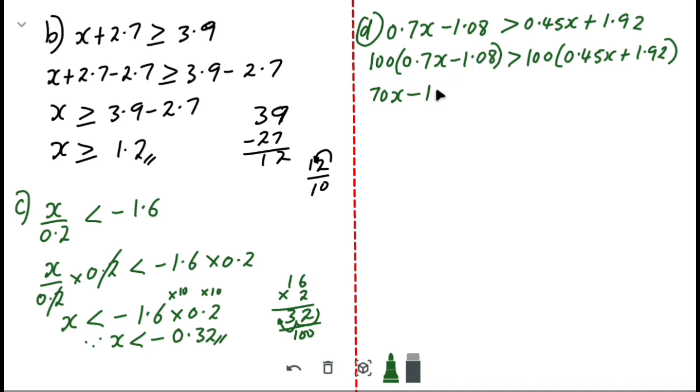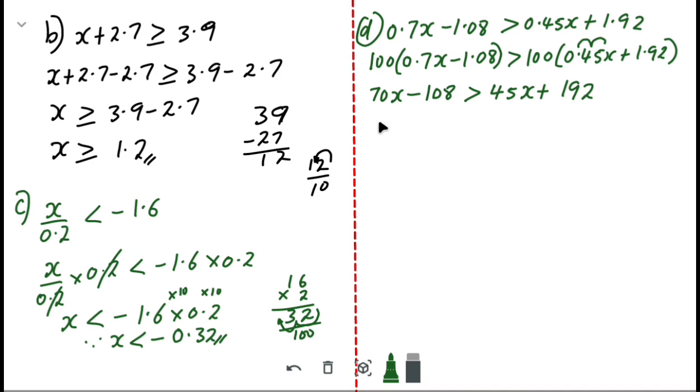And this will be 108 greater than 45. If you move this 1, 2, that is 45x plus 1, 2. You have 192. So we have just changed all the numbers to what? To an ordinary number for easy evaluation.